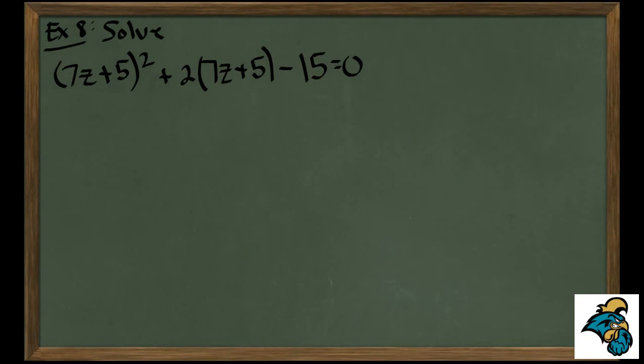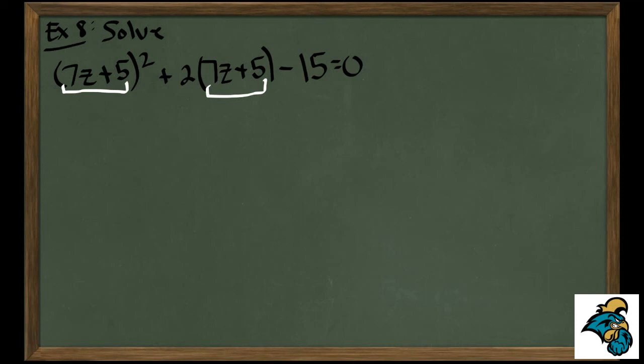Example 8. Solve the quantity 7z plus 5 squared plus 2 times the quantity 7z plus 5 minus 15 equals 0. Again, looks like another funky problem. Notice we have 7z plus 5 here, and we have 7z plus 5 here. This is very similar to our substitution problem that we did in example 7. When you have the same thing, you can make your life easy by doing a u substitution.